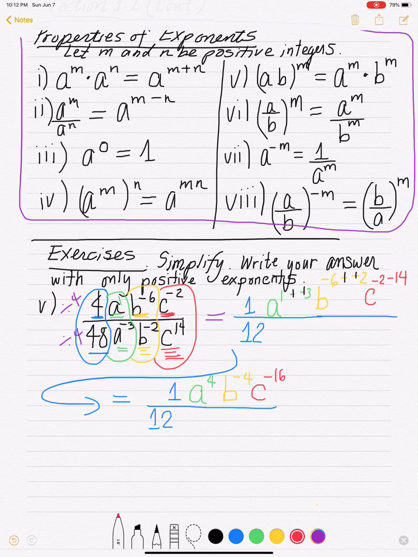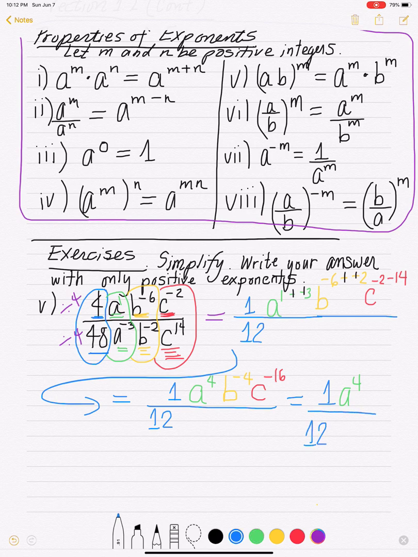All right, so are we done? Are we done? The answer is no, we are not done, because we have negative exponents. In our instructions, we're to only have positive exponents. So we can write this as 1 a to the 4th, and a fraction bar. And on bottom, we're going to have a 12.